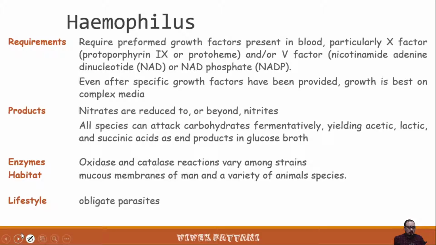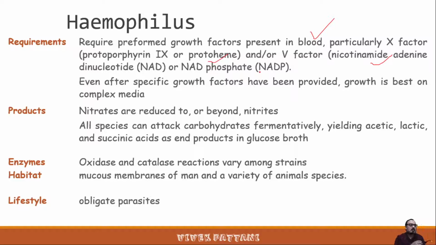These Haemophilus species are basically pathogens, and especially obligate parasites. It means they will only grow in the cells of the host. Similarly, we can see the same requirement for their growth. They require various growth factors found in the blood, particularly X factor, which is also known as protoporphyrin or protoheme factor, and V factor, which is nicotinamide adenine dinucleotide phosphate.